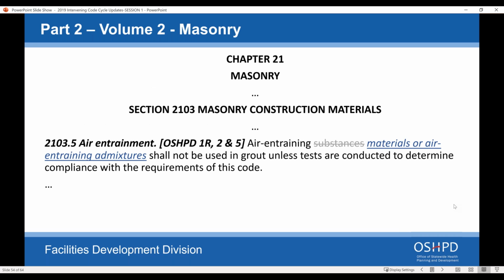So yeah, the first change was in section 2103.5A, entrainment. Initially the language said entraining substances. So the comment was that's vague. There's no term like substances, so we changed it to materials or entraining admixtures. Next. Very minor changes. Next slide.